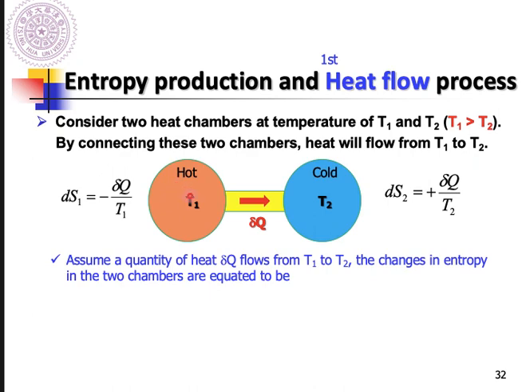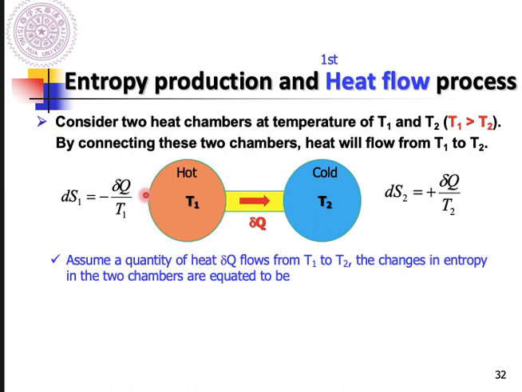Because there's a heat flow out, so you get the minus dq, because the q is flowing out of chamber 1. So we get the minus dq divided by temperature T1. And for chamber 2, actually chamber 2 will get some heat from chamber 1, so you get the plus dq. So chamber 1 loses some heat and chamber 2 gets some heat. Then in this case, we divide by the temperature T2.